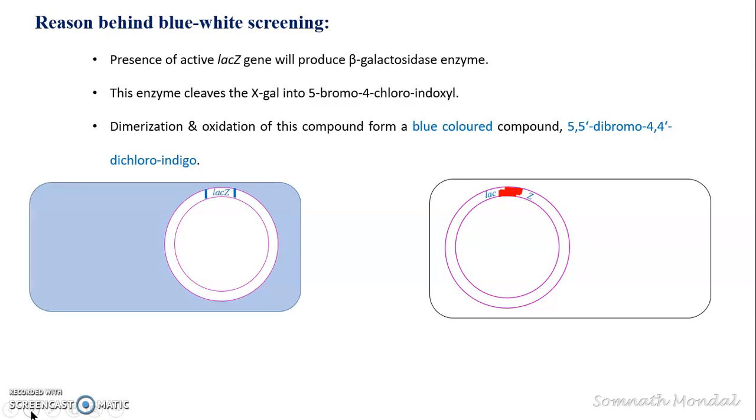However, if the gene of interest is incorporated into the LAC-Z gene and the LAC-Z gene is disturbed, there will be no functional enzyme and thus no blue colored compound, or dibromo-dichloroindigo, will be developed, and thus the bacterial colony will be white in color. This is called blue-white screening.